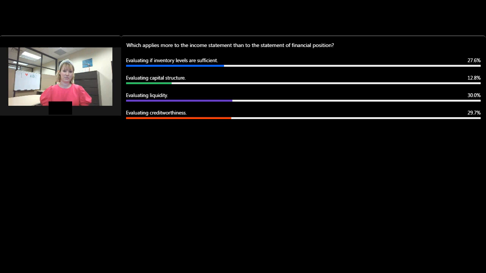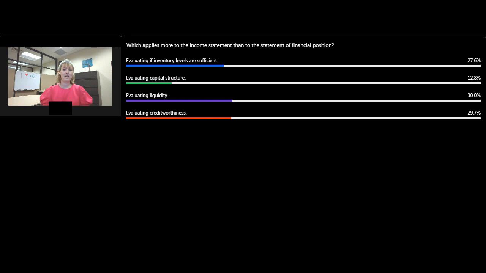So we're saying, which applies more to the income statement than to the balance sheet or the statement of financial position? A is wrong because it's evaluating if inventory levels are sufficient. Inventory levels are on the statement of financial position. Inventory levels aren't on the income statement. B is also wrong, evaluating capital structure, because capital structure would be spelled out more on the statement of financial position, on our balance sheet. That's where we would see our breakdown of capital structure.